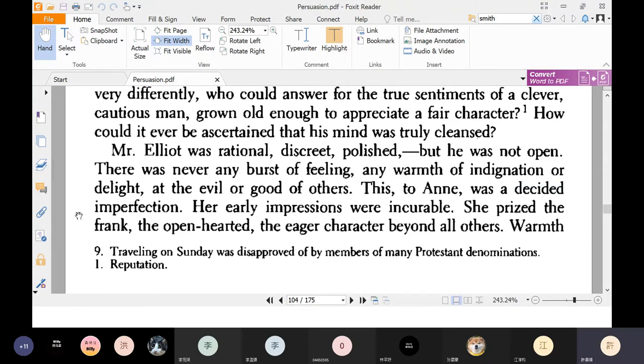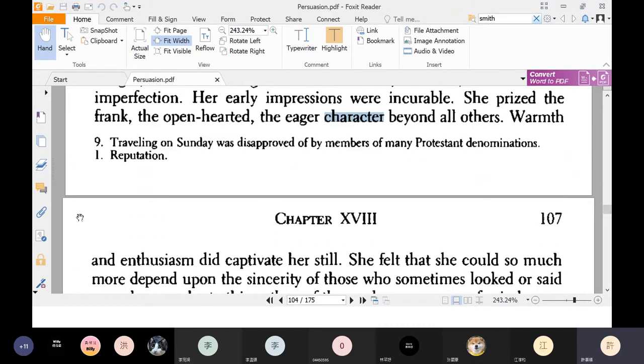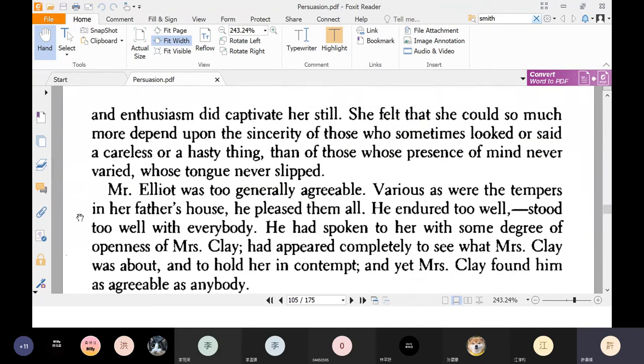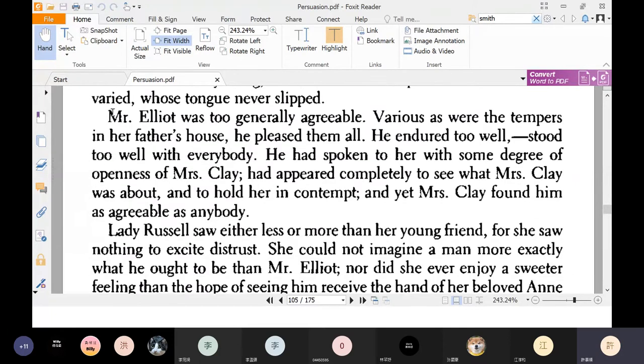"Her early impressions were incurable." So her own values were formed by what she saw early in her life. "She prized the frank," which means honest, "the open-hearted, the eager character beyond all others." Character here still means personality, not person. "Warmth and enthusiasm did captivate her still." Let's skip to the next paragraph. "Mr. Elliot was too generally agreeable."